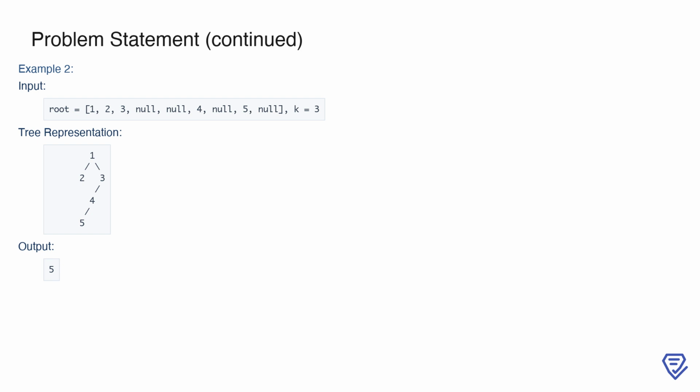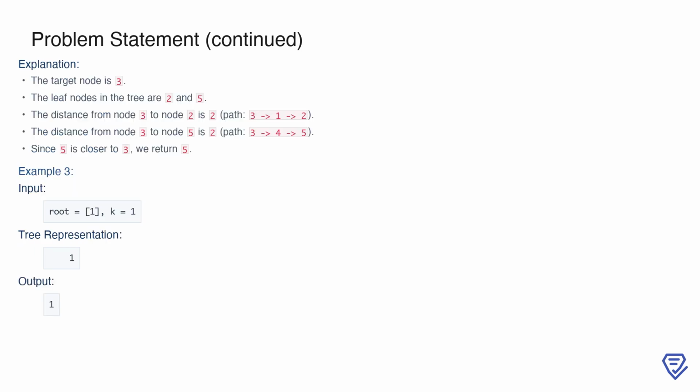The distances are calculated as follows. The distance from node 3 to node 2 is 2 edges, following the path 3-1-2. The distance from node 3 to node 5 is also 2 edges, following the path 3-4-5. Since 5 is closer in this instance, the output is 5.